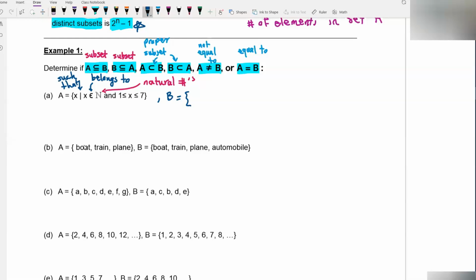B is X such that X belongs to natural numbers, and x is less than 8. So I added this.